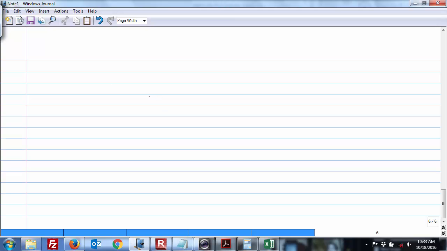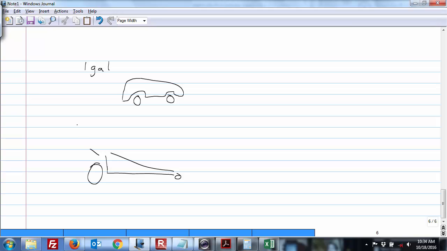So I've got a Prius up here, and I've got a dragster down here, and I'm going to give them both, gosh, let's just give them both 1 gallon of fuel. How far is the Prius going to go? About 60 miles. Yeah, 50 to 60 miles. How far is the dragster going to go? It won't even start.